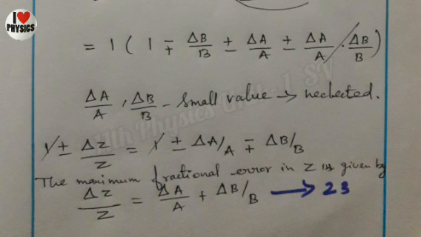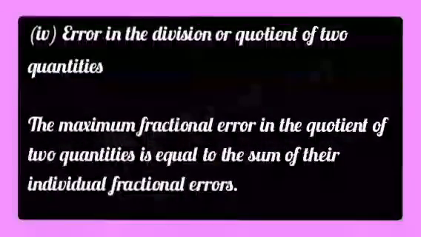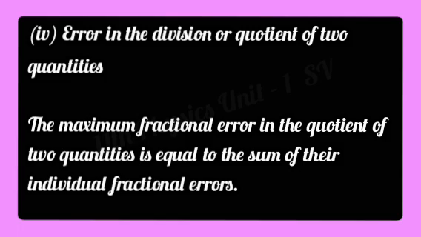And left hand and right hand side 1 is cancelled. So the maximum fractional error in Z is given by del Z divided by Z equal to del A divided by A plus del B divided by B. This is equation number 23. Therefore, the maximum fractional error in the quotient of two quantities is equal to the sum of their individual fractional errors.